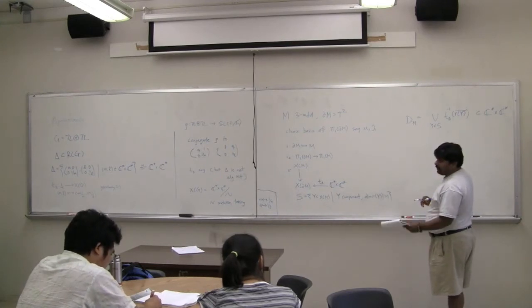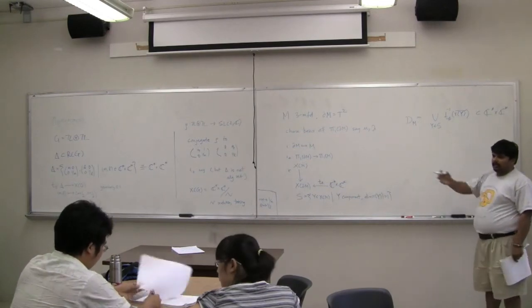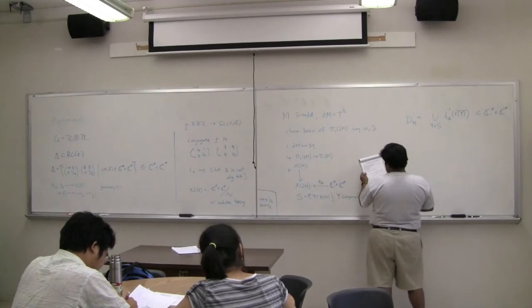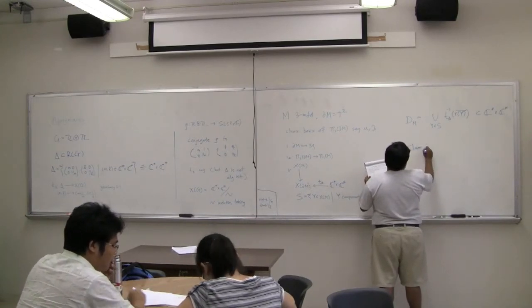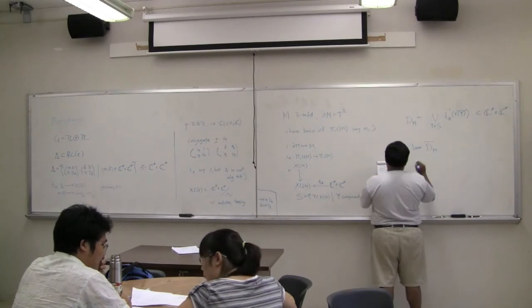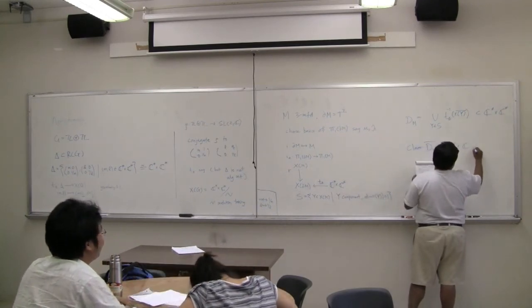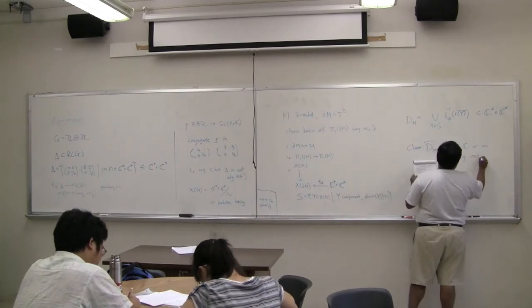This set is inside C star cross C star, and it's not really clear whether this is an algebraic set, because T delta is not an algebraic map, it has a denominator. And so the claim is that D_M bar is an algebraic set in C cross C.